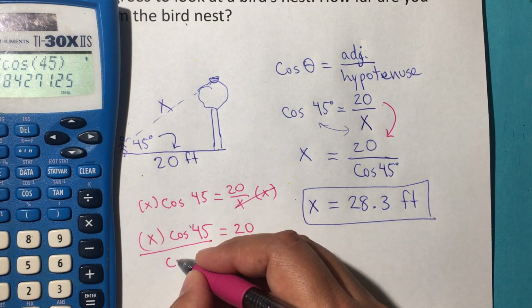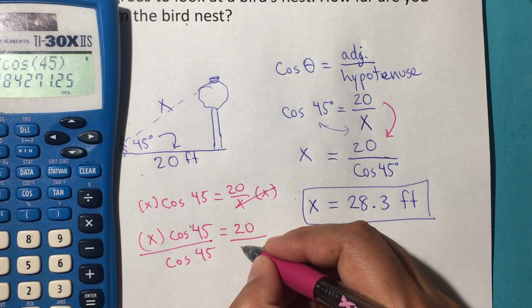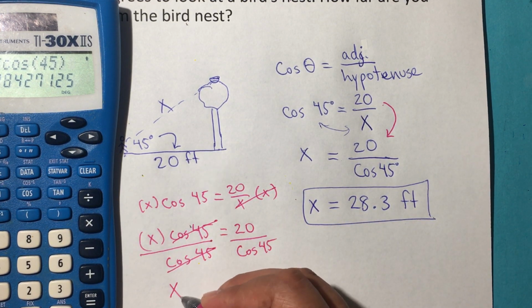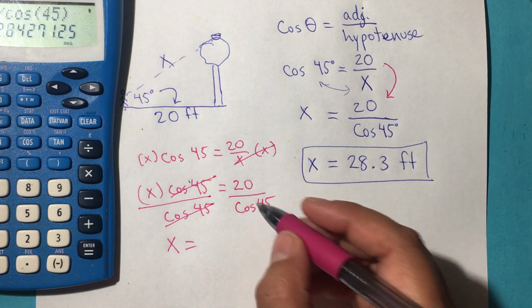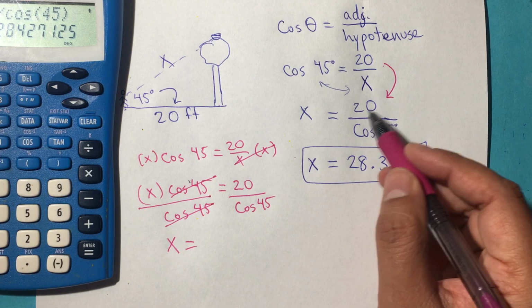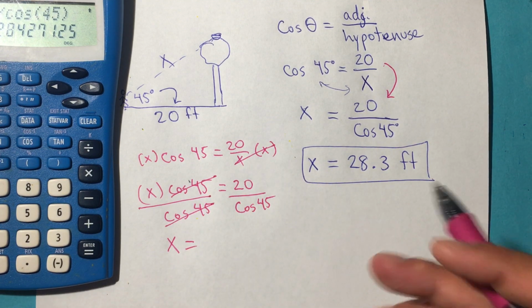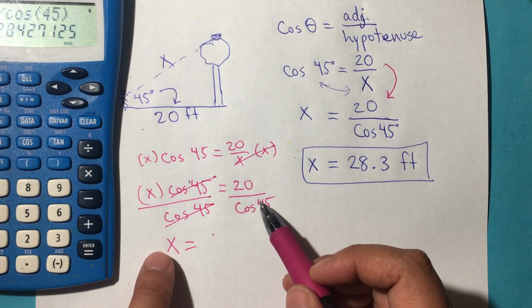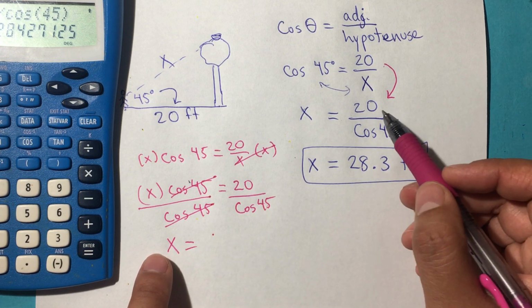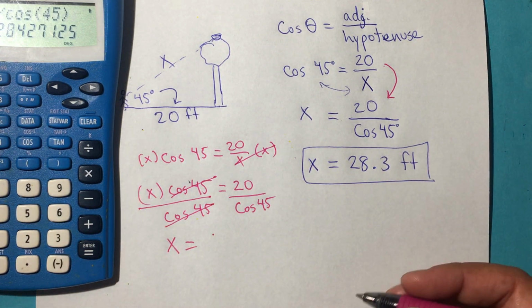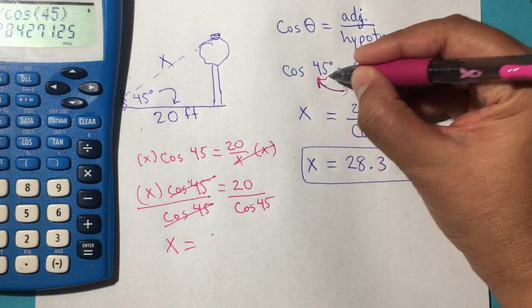So we're going to divide by cosine of 45. Divide by cosine of 45. These cancel, and now you have x by itself, which is 20 divided by cosine of 45. That's how we got to that. We're just skipping these steps, but if you need to show that work, go ahead and do that. You just divide this and that'll give you the answer. Again, if you notice, the cosine of 45 is under the 20 and the x got isolated on the left side. That's how you just switch them and it's the same.